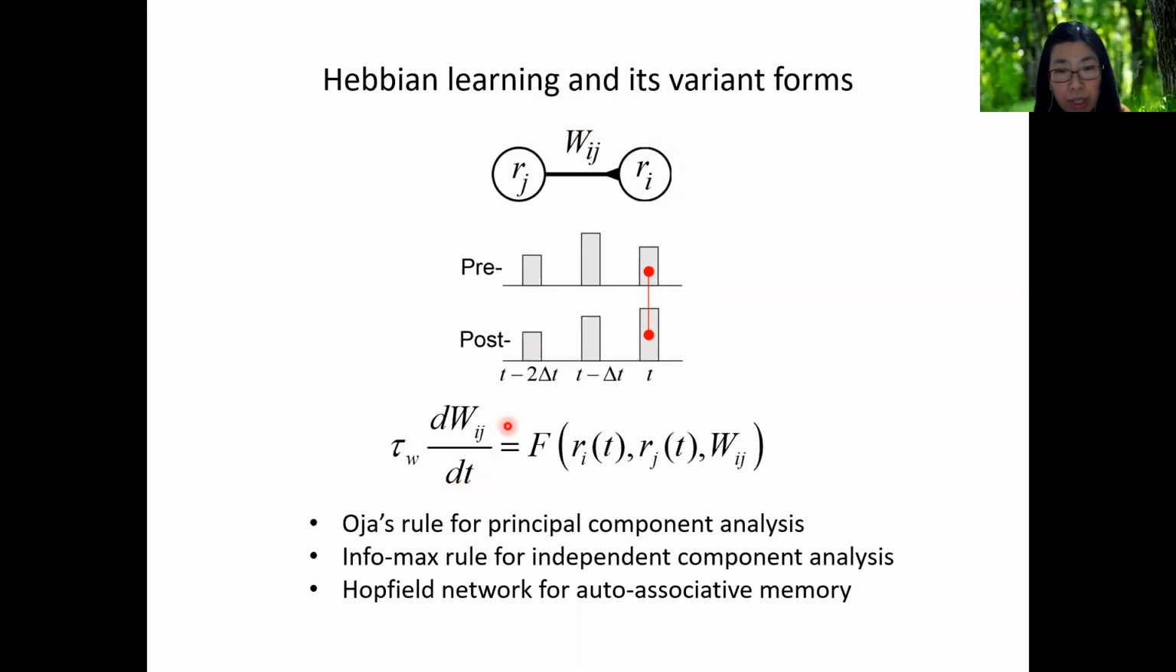Then the change of this synaptic connection depends on the firing rates of the pre- and post-synaptic neurons at the current state, that is, at the current stimulus. In the original rule, it is the product of the pre- and post-synaptic firing rates. In the Infomax rule, it depends on the presynaptic firing rate and a nonlinear transformation of the postsynaptic rate. This original Hebb's rule and its variant forms have been suggested to underlie feature extraction or auto-associative memory, as in the Hopfield network.